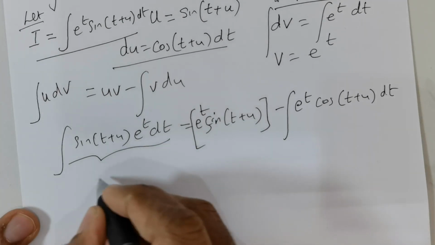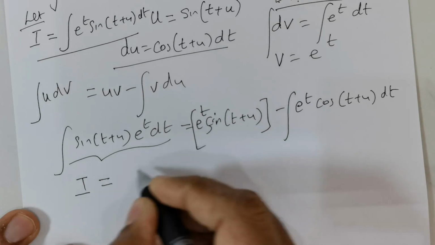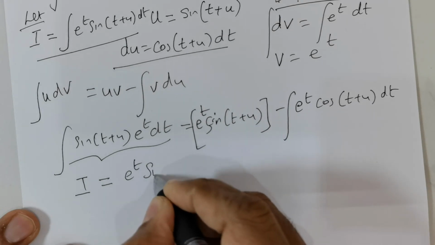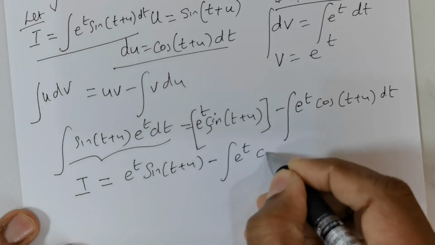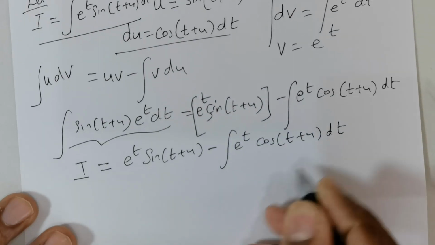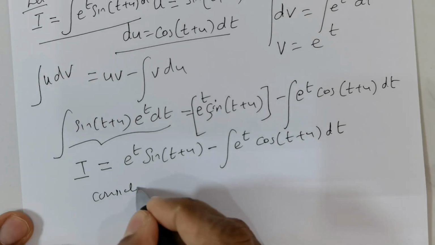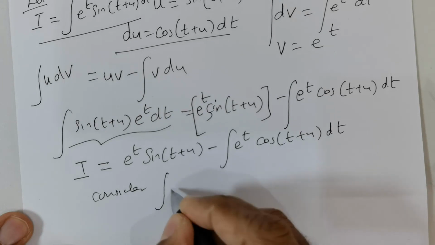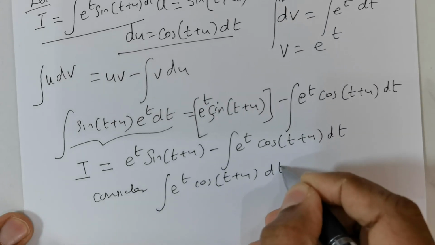Now this is actually I, right? So you have I is equal to this entire quantity, e raised to the power of t times sine of t plus u, negative integral e raised to the power of t cos of t plus u times dt. Now you have to apply integration by parts for this. So consider the integral e raised to the power of t cos of t plus u times dt.